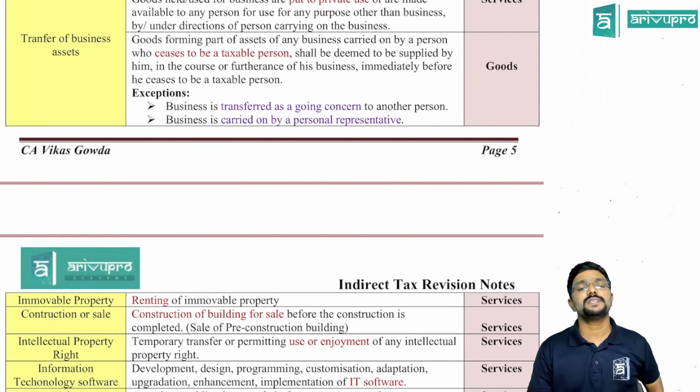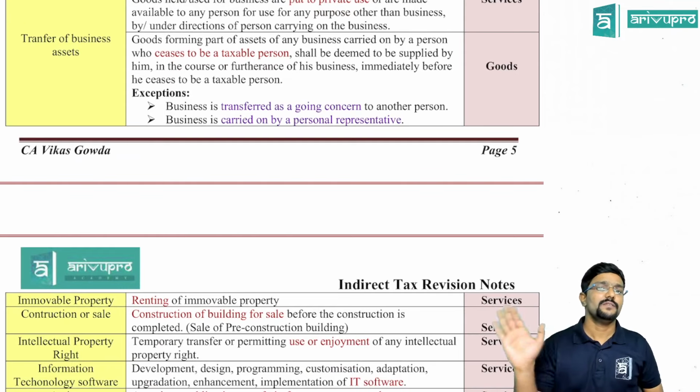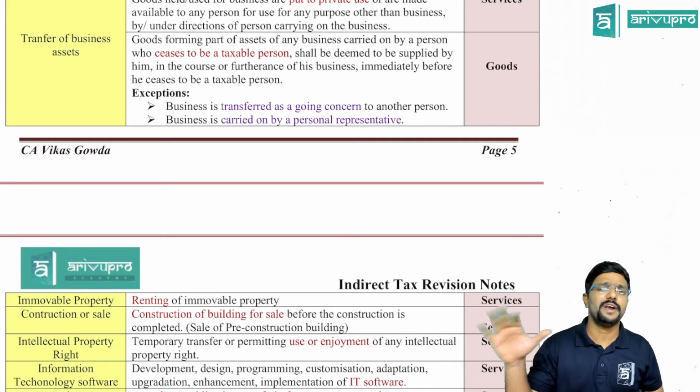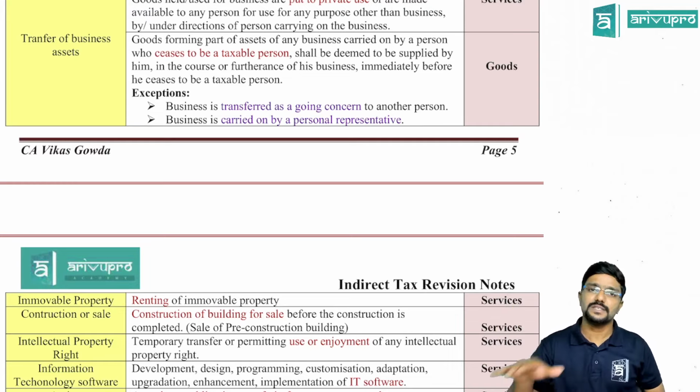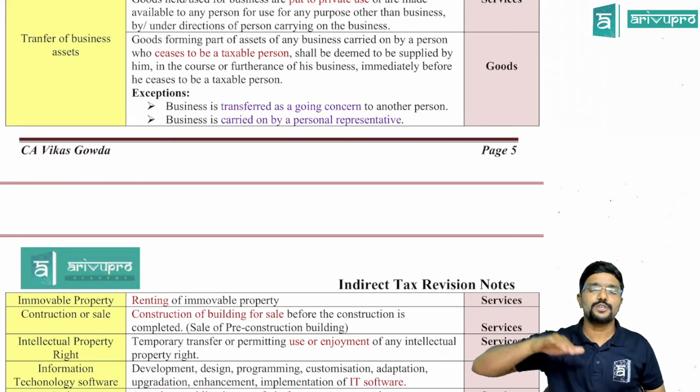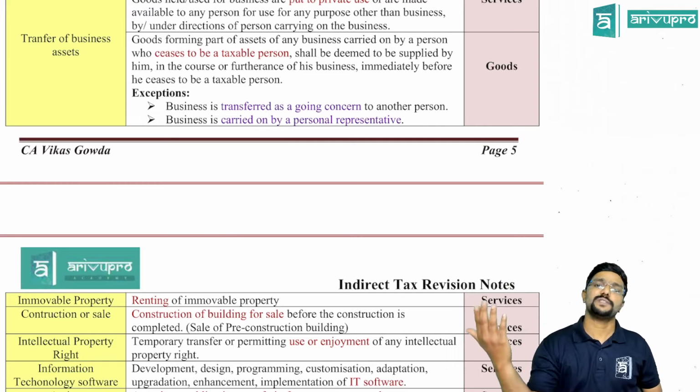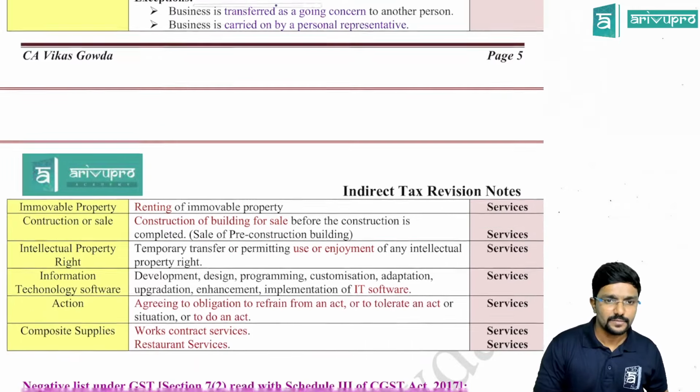If the entire business is transferred as a going concern, then we will not call it ceasing. Ceasing means what? Closing down, complete close down, winding up. Then the business is carried on by a personal representative, meaning the show is still going on, but by another person. Chalo.